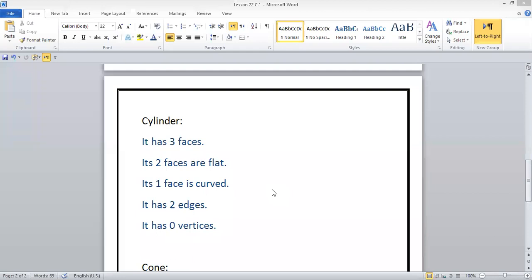Did you complete writing about cylinder? Okay, no problem. Write it, I'm giving you time. Until then, I'm asking you a question. Can you tell me, guys, a cube has dash faces? How many faces does the cube have? Answer me in the chat box.